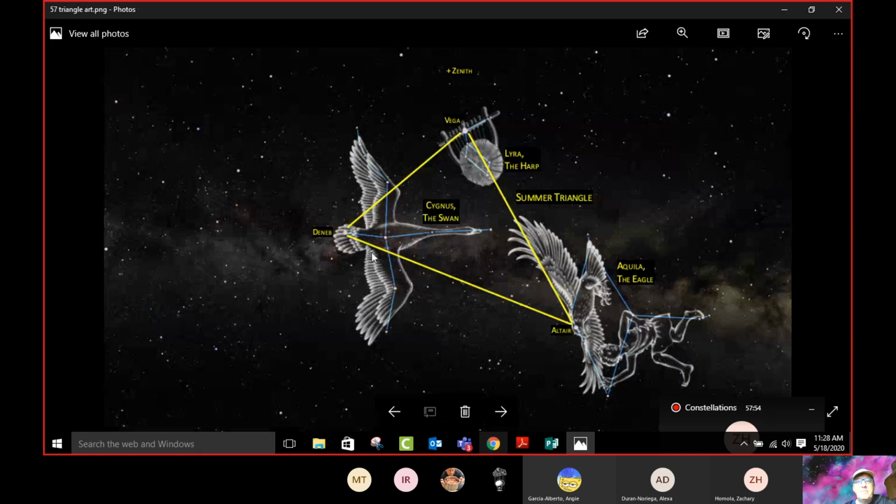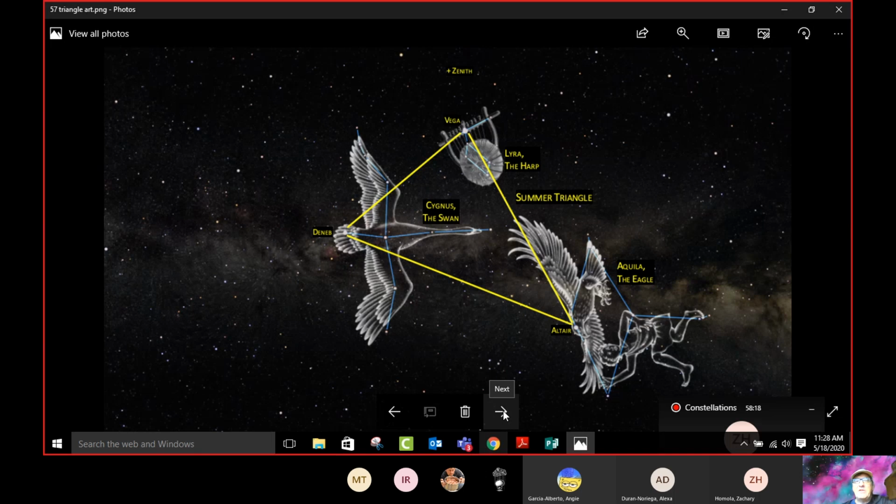Here's an artist view of them. Cygnus the swan, I think, is a pretty clear image. Lyra the lyre, maybe a little less so. Aquila the eagle, I had never seen it with a person associated with it before, but you can see the wings are stretched out here. I think of the body of the eagle coming down here. So that's the summer triangle.